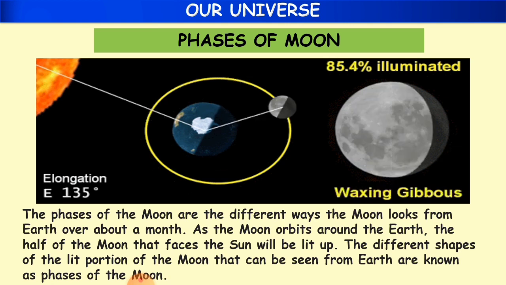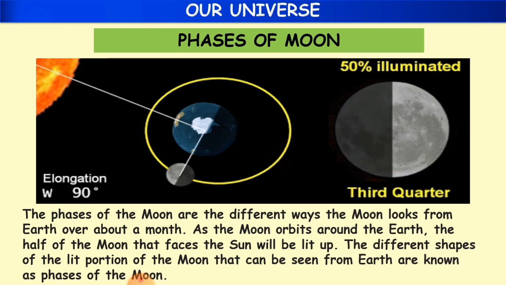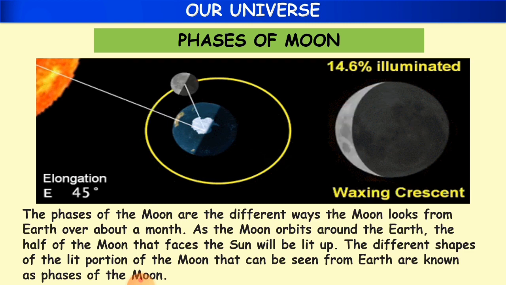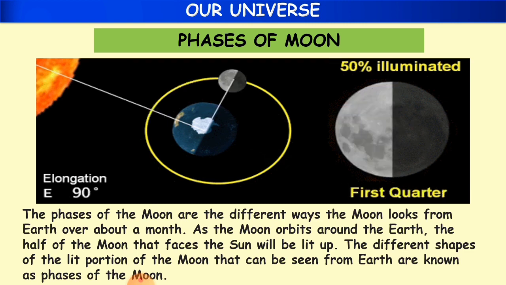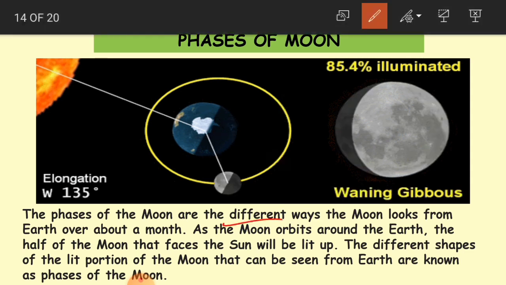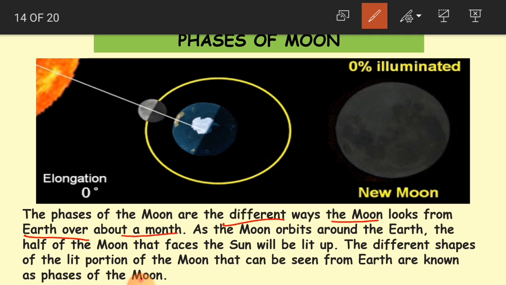Now the phases of moon. So already we have learnt about all this, but still I am revising you once again so that you will have a clear picture of our universe. Okay, children. So what are the phases of moon? The phases of moon are the different ways the moon looks from the earth over about a month.